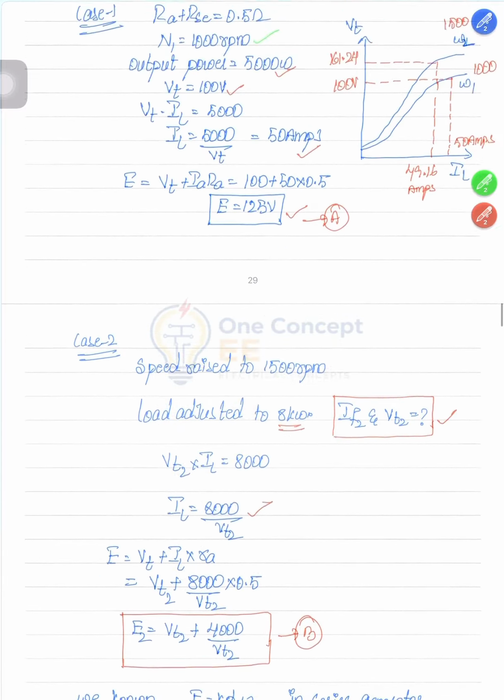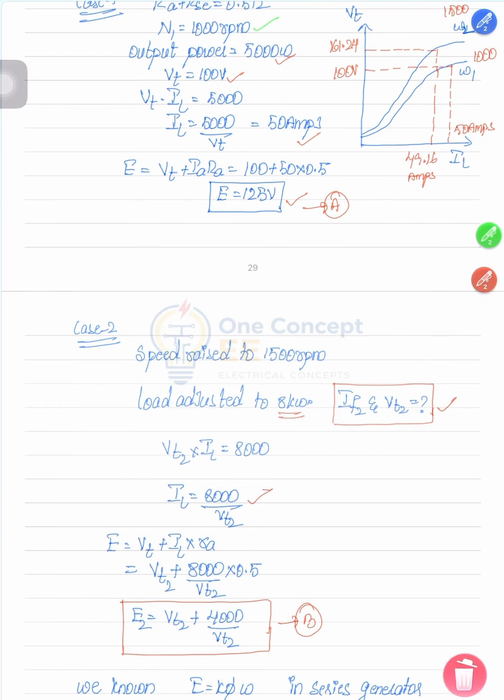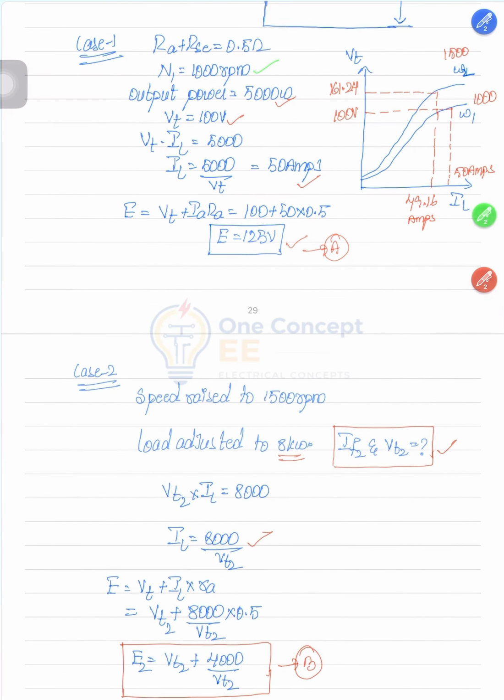I will describe this in graphical form. Here you see, the first one is at 1000 rpm, the second one is at 1500 rpm. If the machine runs at 1500 rpm, the curve will shift upwards. Previously, at 50 amps, it was producing a terminal voltage of 100 volts at 1000 rpm. Now, if the load current is 49.16 amps at the speed of 1500 rpm, the terminal voltage will be 161.24 volts.